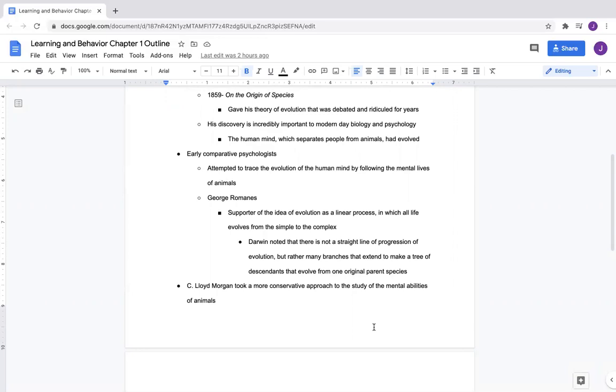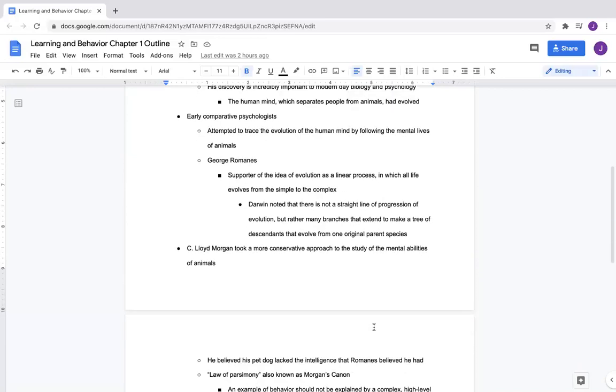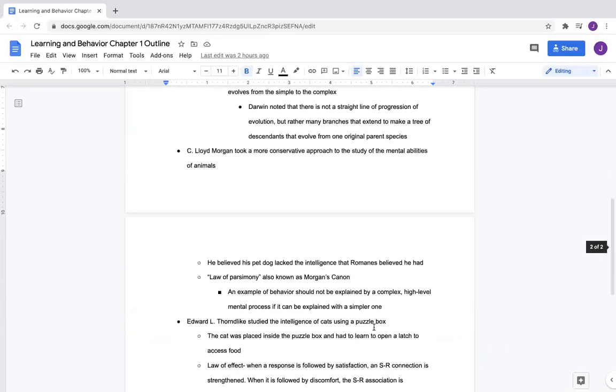So one supporter of the idea of evolution had discussed how this could be a linear process in which all life evolves from the simple to the complex. So he believed that you have one animal and this animal leads to evolution in which another animal evolves, and it's kind of like point A to point B. However, Darwin noted that there is no straight line of progression to evolution, but rather many branches extend to make a tree of descendants that evolve from one original parent species. So this idea was kind of refuted.